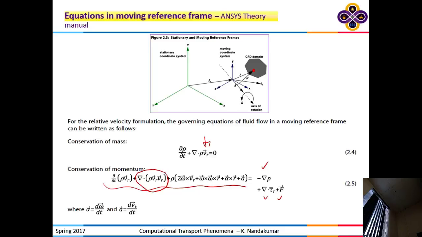So here A is the acceleration term. This is the translational velocity. So if it is moving at a constant velocity, then there is no acceleration. This term will drop off. Okay? If it is moving at a constant angular velocity, there is no angular acceleration, then this term alpha will drop off. Can you see in the back those two terms?